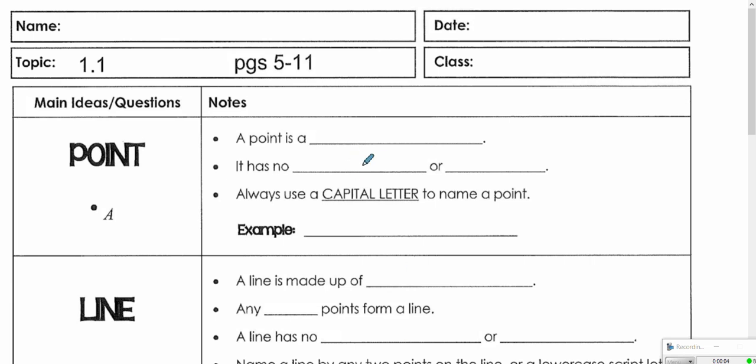Mr. Harmless here, and these are the notes for this first unit. Let's start off just by filling in these blanks.